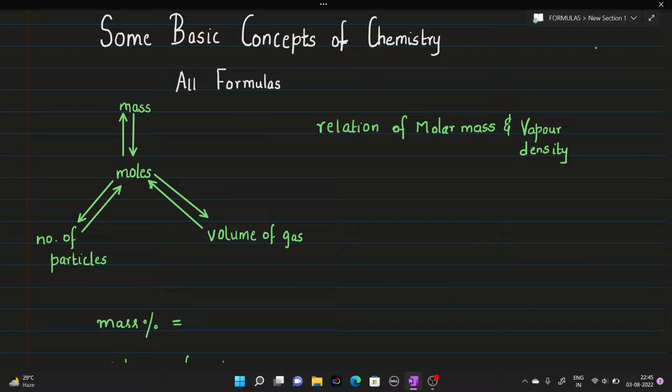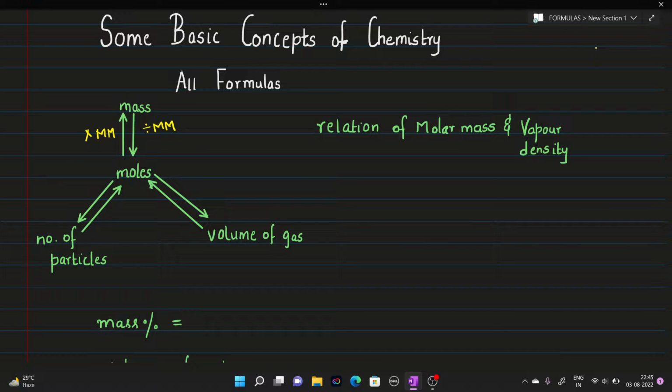Today we are going to see all the formulas related to the chapter Some Basic Concepts of Chemistry. First of all, we are going to see the relation between moles. When moles is converted into any other factor, we multiply. When moles is converted into mass, we multiply it with molar mass, while for the opposite we divide.